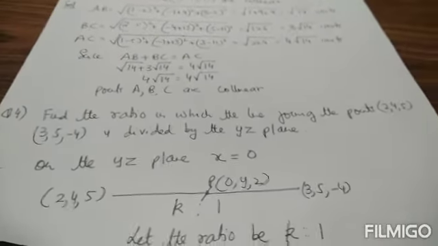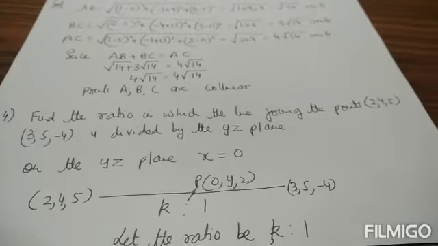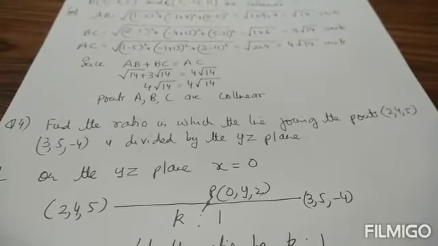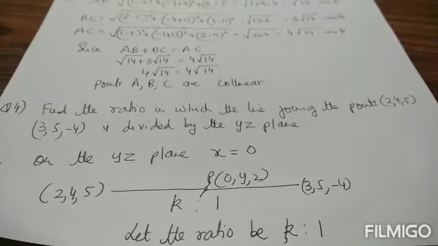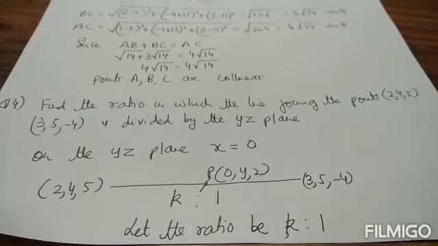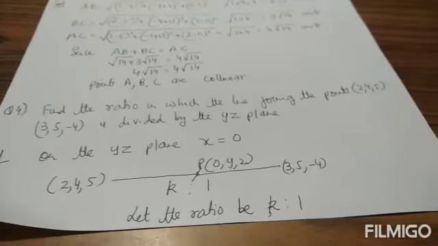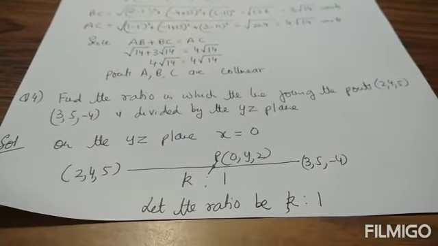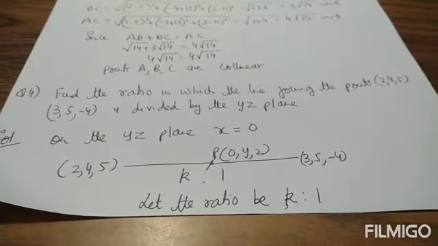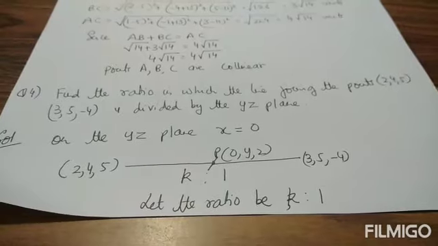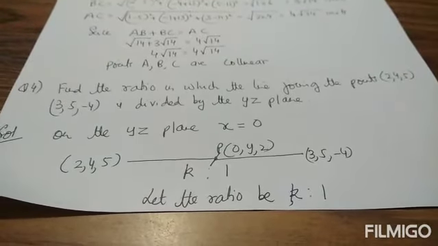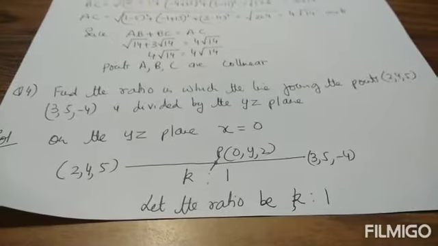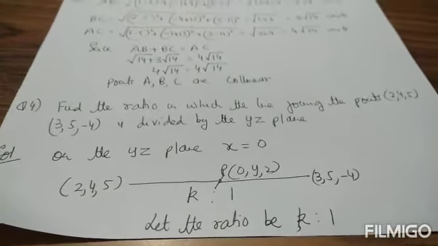Question number 4. Find the ratio in which the line joining the points (2, 4, 5) and (3, 5, minus 4) is divided by the YZ plane. Solution. On the YZ plane, x is equal to 0. So the point of intersection of the YZ plane with the line joining (2, 4, 5) and (3, 5, minus 4) is (0, y, z). So let the ratio be k is to 1.